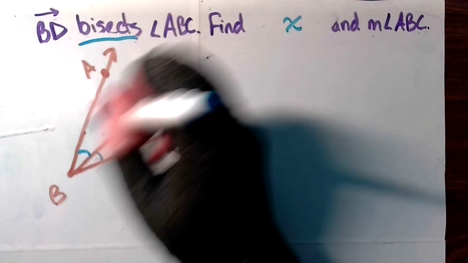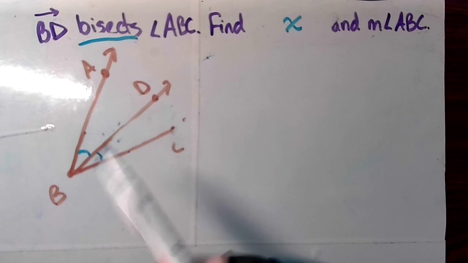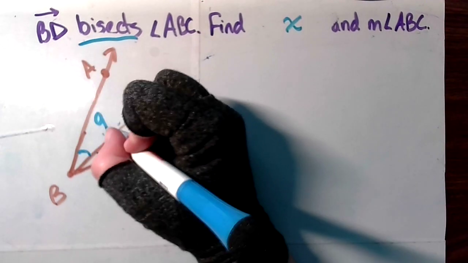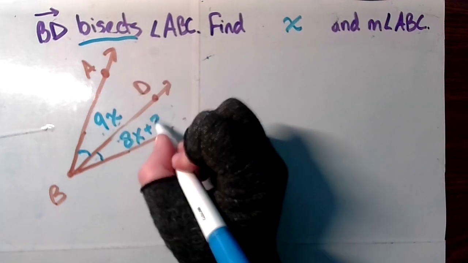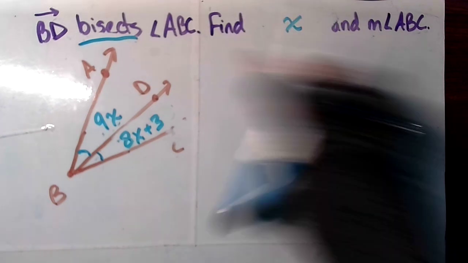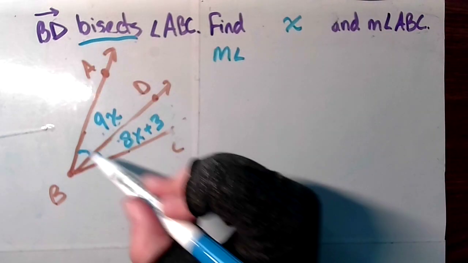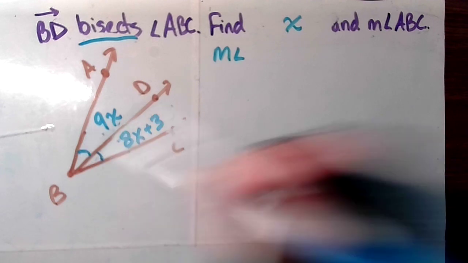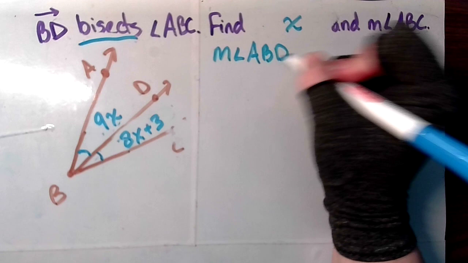Now our last one's going to be a little bit different. We're not going to get quite the same numbers, and that's okay. This is not drawn to scale. So now we have ABD is 9x, and DBC is 8x plus 3. We're still working off of, since this is a bisector, these angles are congruent, so they are the same measure.